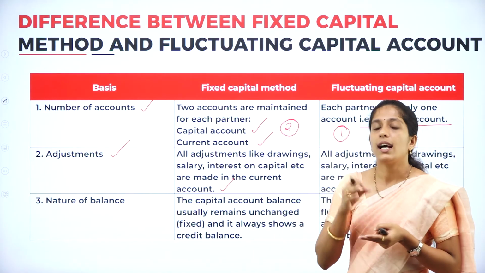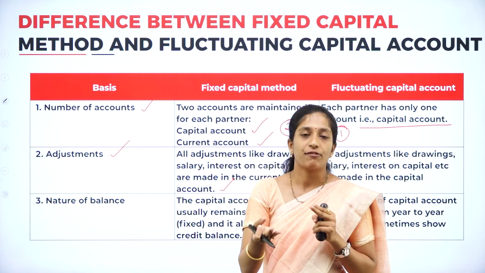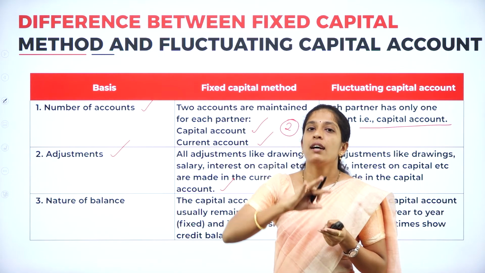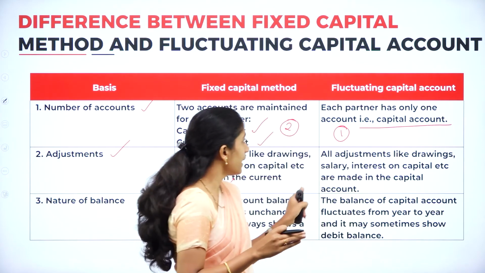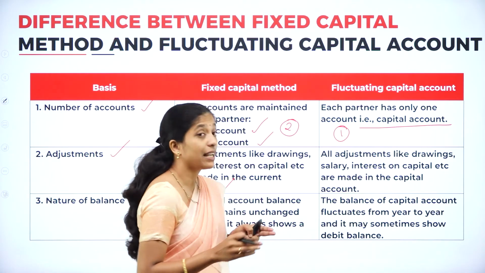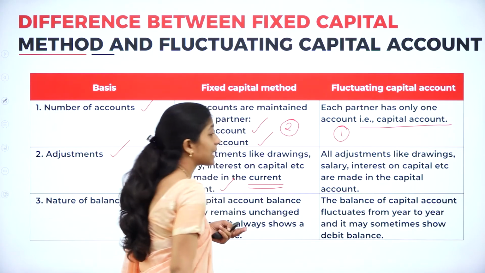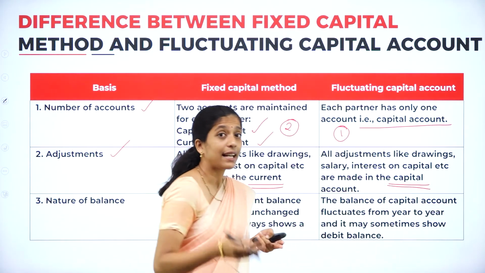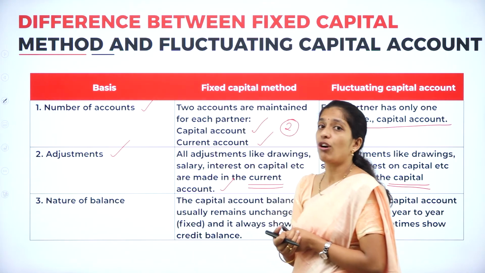So all other adjustments are recorded in the current account except capital, or if there is any addition or withdrawal of capital, it will be recorded in the partners capital account. Rest all the items are recorded in partners current account. Whereas here, all adjustments like drawing, salary, interest on capital, etc. are made in partners capital account only. Now coming to the third difference, nature of balance.